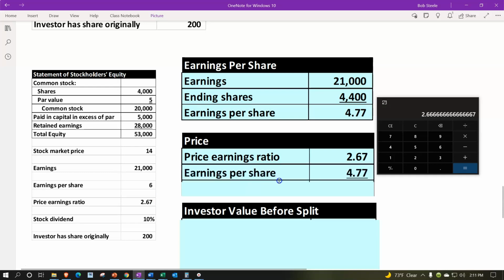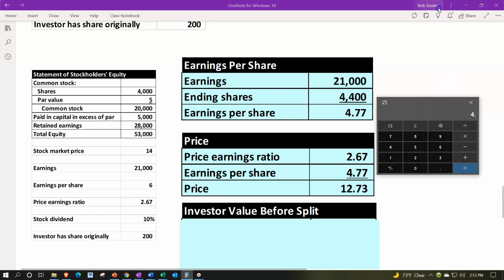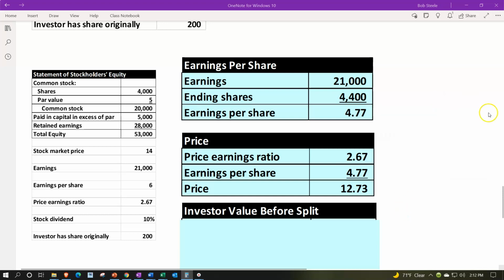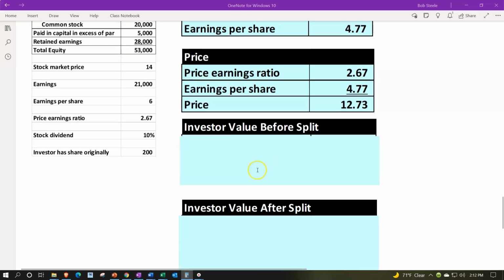So that's our price earnings ratio. And so then we're going to take that and say that the earnings per share now is the 4.77. So now we can get to our new price. So we're going to say, all right, well, now the price is going to be that 2.67 about times the 4.77. And that's going to give us our price of the 12.73. So now we're looking at the price after this took place at the 12.73.